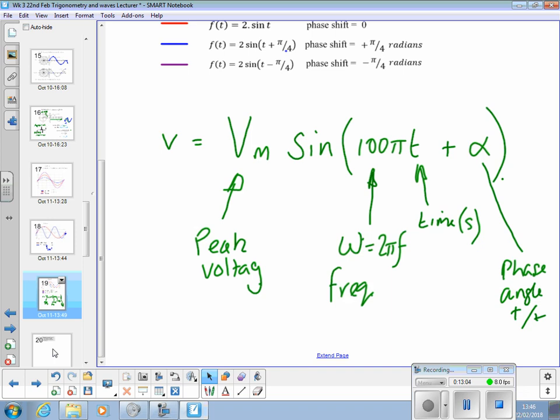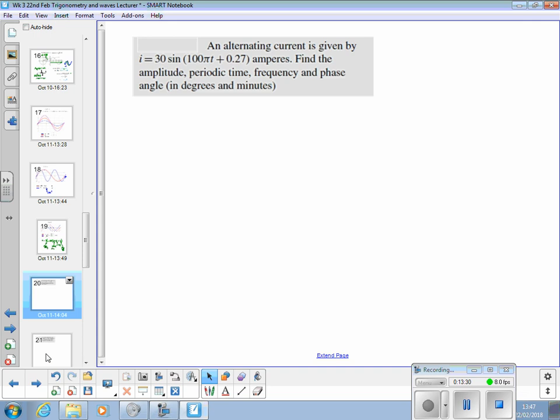Your sockets over there are 100 pi. Once you've done enough of these, then you just know that 100 pi is 50 hertz. Sometimes you want it in omega form, sometimes you want it in frequency form, all right? The question asking for it decides for you. Right.